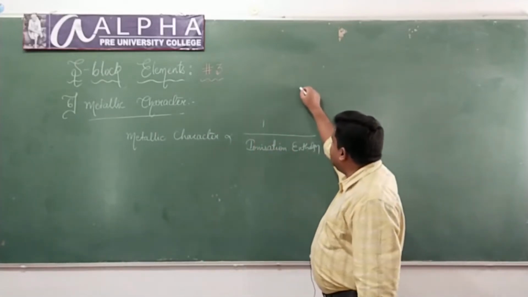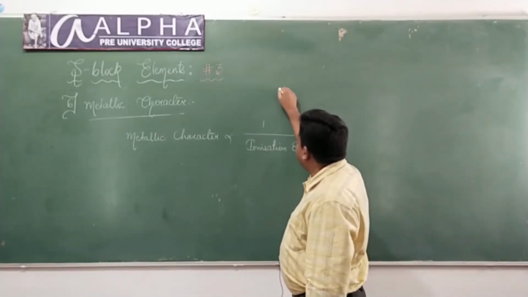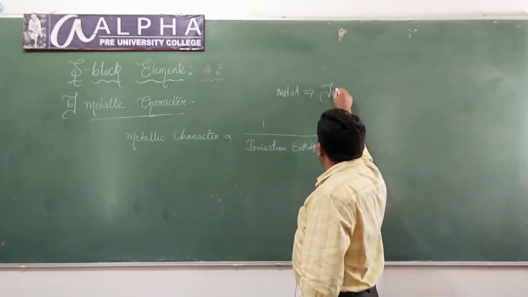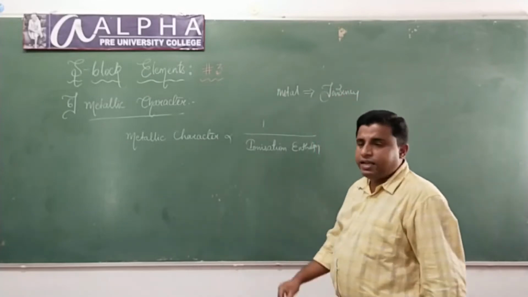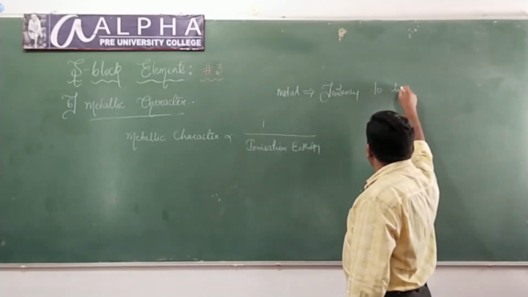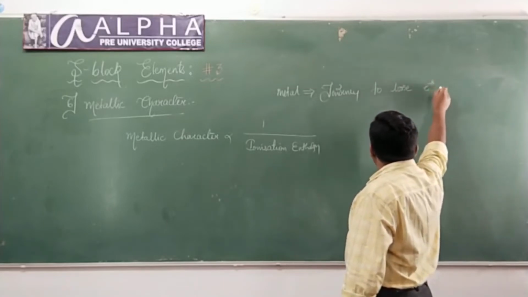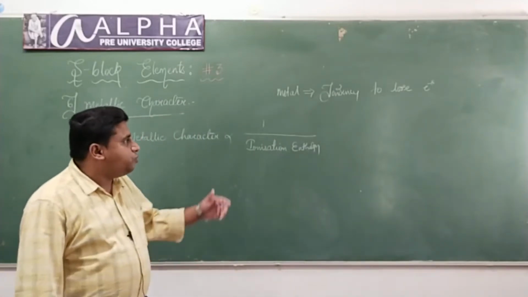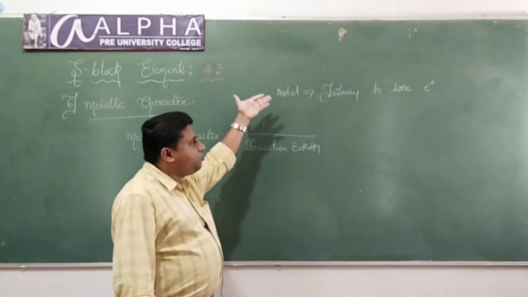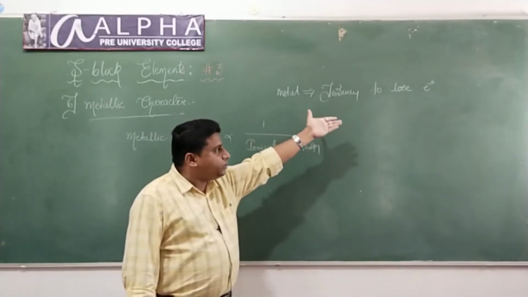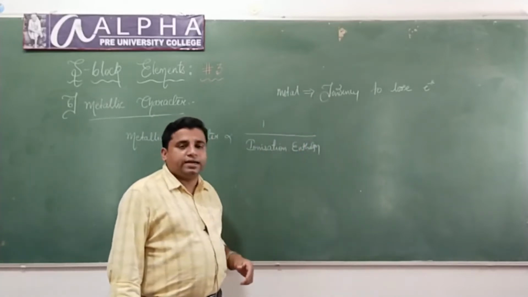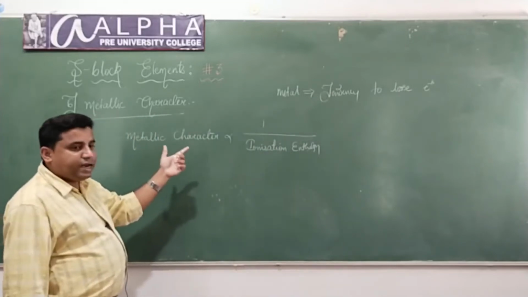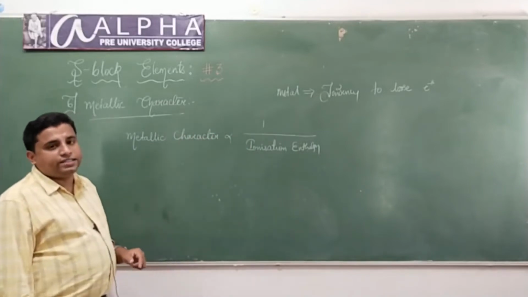A metal is any element which has the tendency to lose electrons. More the tendency to lose the electrons, more will be the metallic character. Now, which character? Metallic character. So I am telling you that metallic character is inversely proportional to ionization enthalpy.